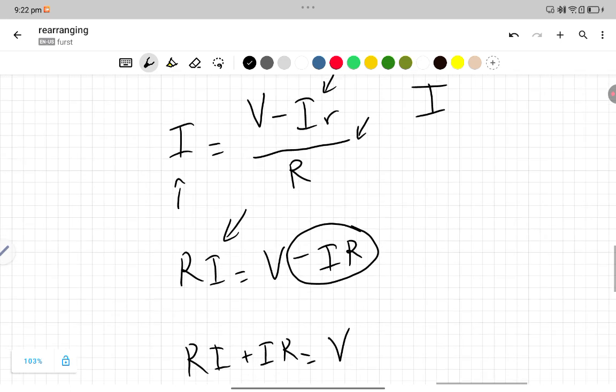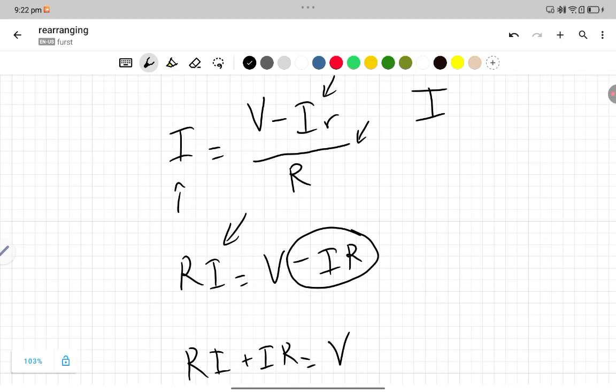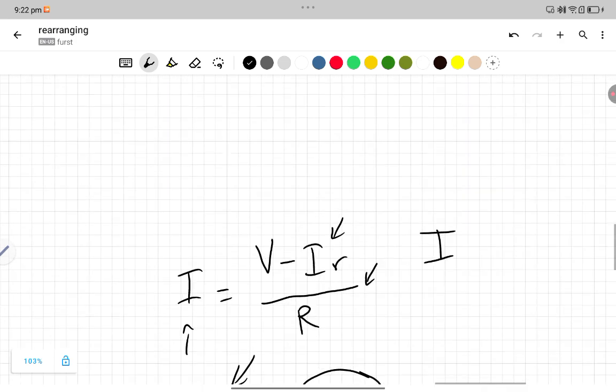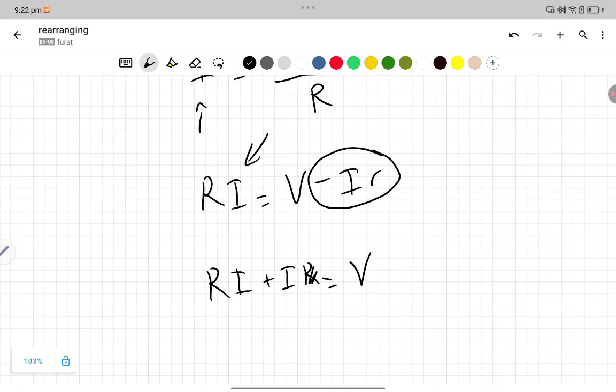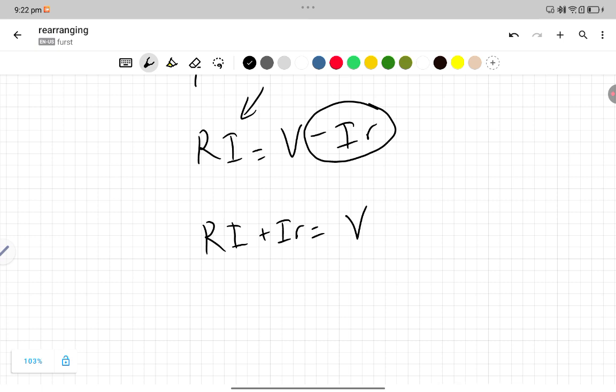Hold on. Whoops. This is supposed to be a tiny r. Remember, from the original formula, it's a tiny r. My bad. I should have used a different variable. Okay, now all the I's are on one side. We want to make the I on its own.